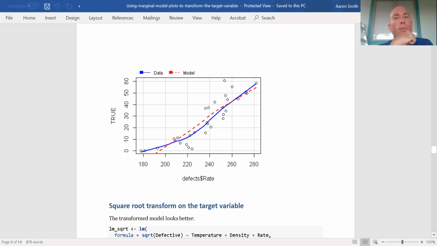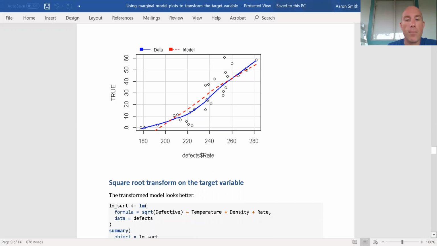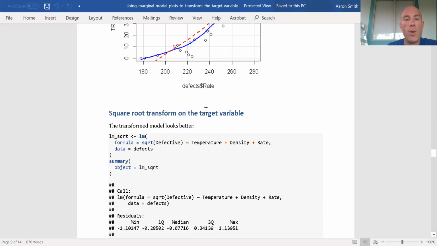Well, as a first try, let's do a square root transform on our target variable, because if I do that, then I'm automatically getting a quadratic generated. Let's go ahead and do that. So here I'm going to change the model. I'm taking the square root of the target variable. Now this is a good way to get a quadratic going on these terms without having to induce a lot of complexity in the formula.